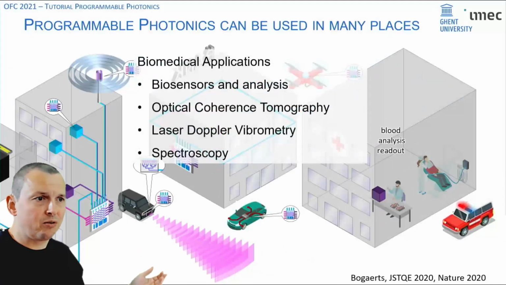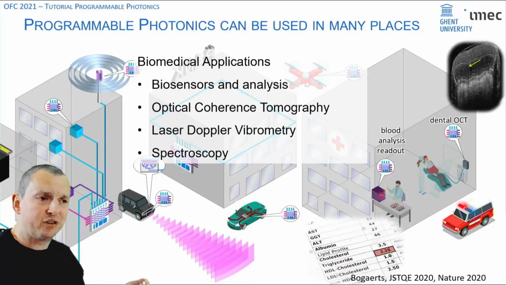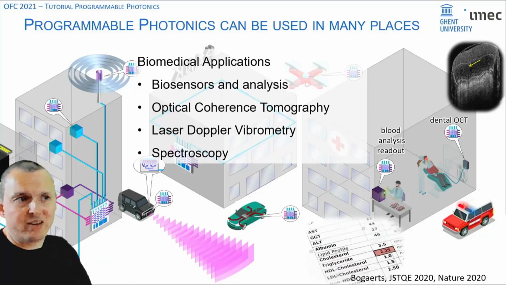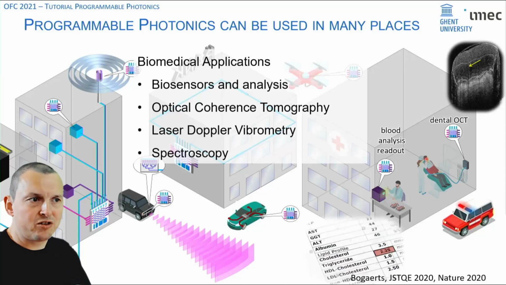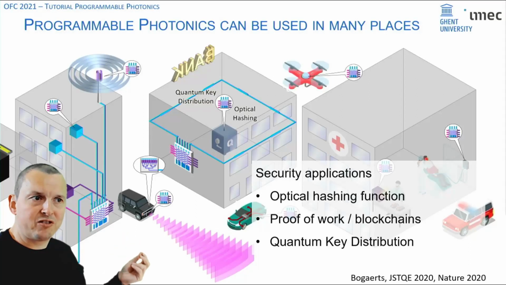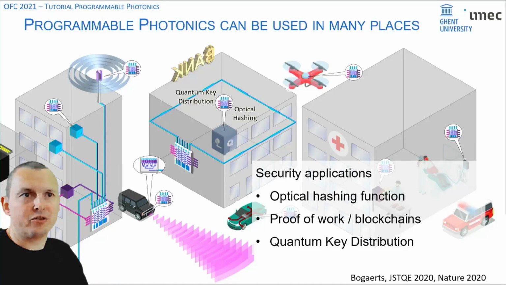Other applications include, for instance, biosensors in medical labs, where such a circuit would not be the sensor itself, but it could be used to read out sensors and to process the data. Or as, for instance, the engine behind a laser Doppler vibrometer or optical coherence tomography system for dental or ophthalmology. And a final set of applications you can find, for instance, in security. Quantum key distribution is becoming quite important, but also optical hashing and optical processing functions could provide a unique layer of security that is very difficult to crack.